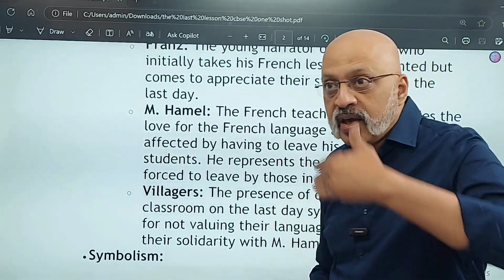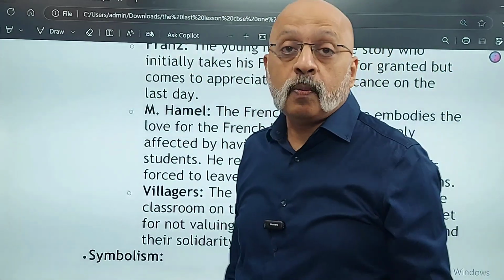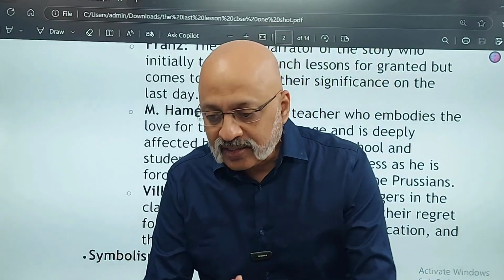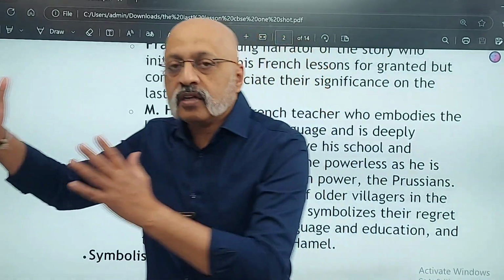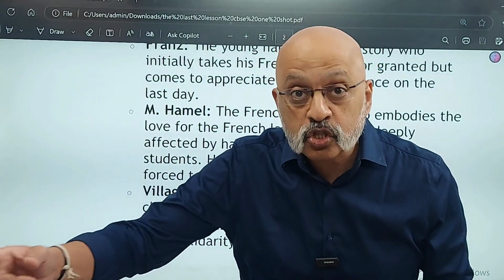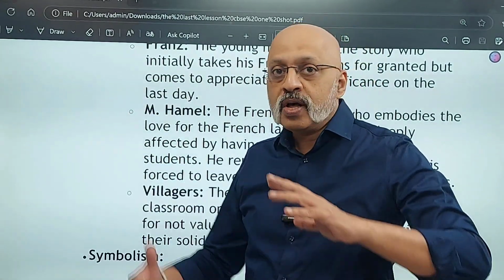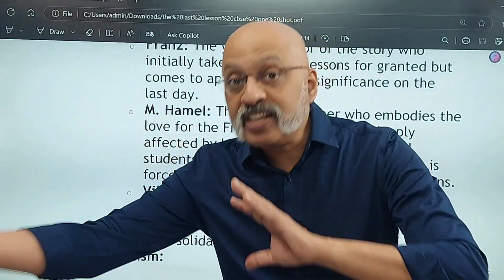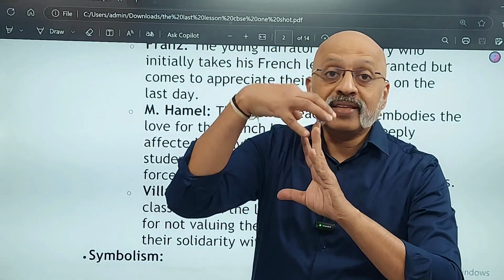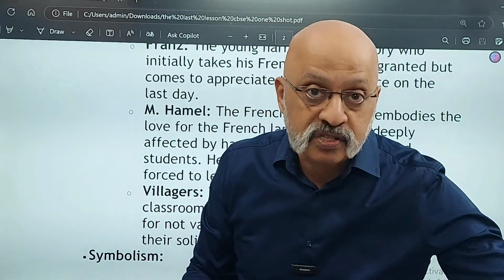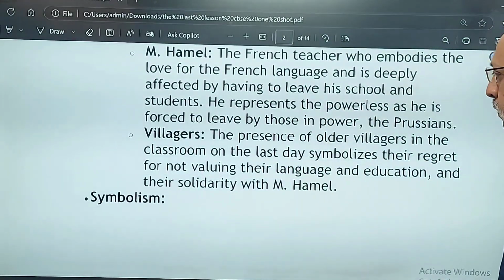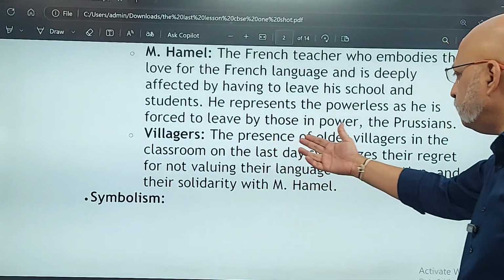So he's powerless. And the last bit of the chapter showcases that in terms of imagery: while he's winding up, there are the Prussian soldiers marching along, right? Outside the school, outside the classroom. That resembles the brute power that has made sure that this person leaves that particular town, Alsace. Then the villagers who are there, a lot of them, the old Hauser, etc.